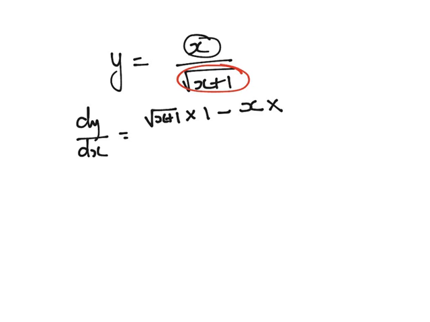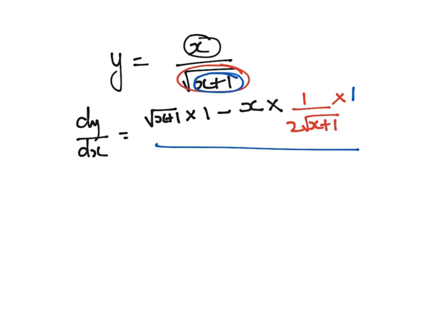Now we know that for square root of x, the derivative is 1 by 2 root x, so it is 1 by 2 root of x plus 1 multiplied with derivative of this x plus 1, which is 1, divided by denominator, so root of x plus 1 squared. So this is the answer. Now the denominator will become x plus 1, isn't it? Because when you square it, the square root will vanish. So this is the answer.